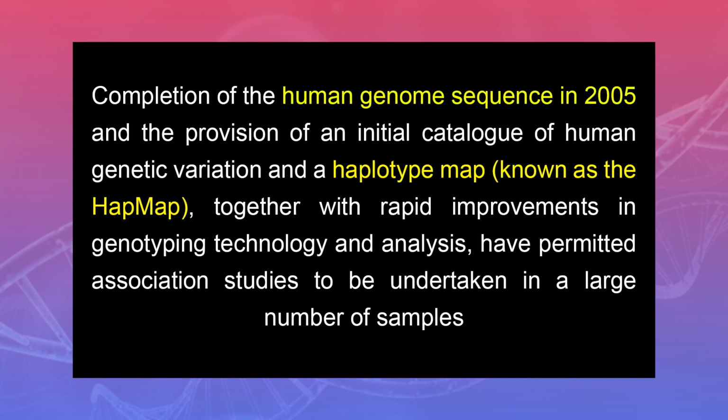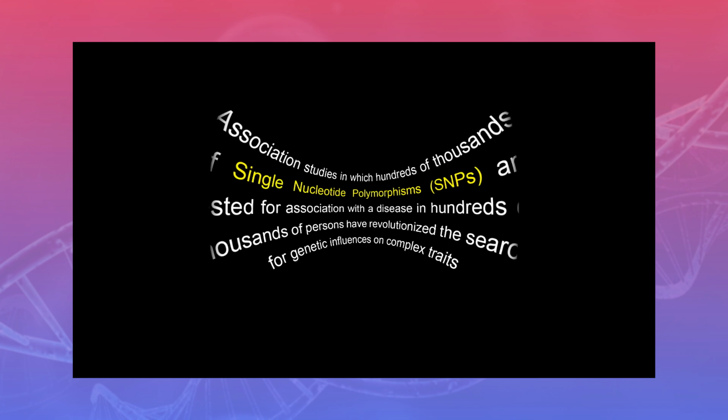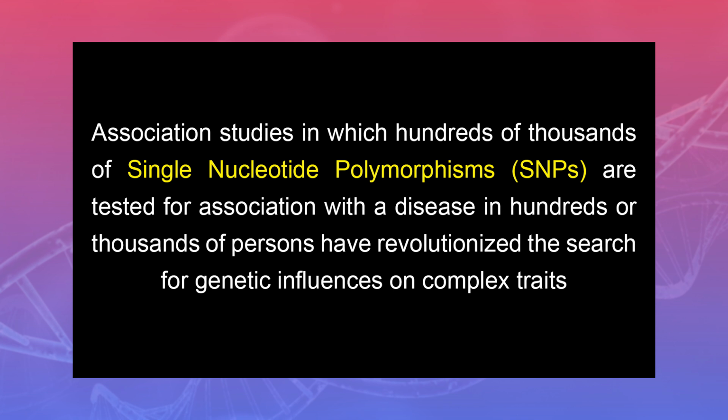The completion of the human genome sequence in 2005 and the provision of an initial catalog of human genetic variation and a haplotype map known as the HapMap, together with rapid improvements in genotyping technology and analysis, have permitted association studies to be undertaken in a large number of samples. The association studies, in which hundreds of thousands of single nucleotide polymorphisms or SNPs are tested for association with a disease in hundreds or thousands of persons, have revolutionized the search for genetic influences on complex traits.